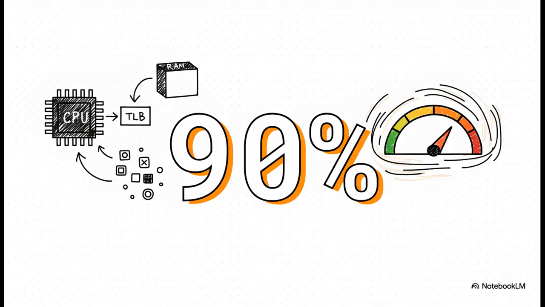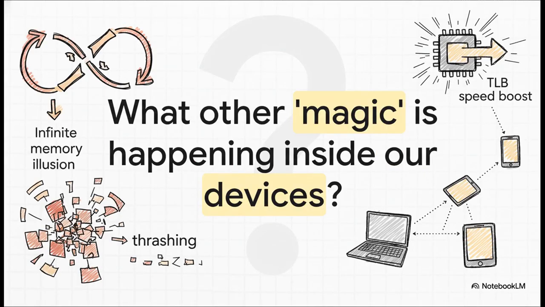And that is why our computers feel so fast, even with all this incredibly complex memory magic happening under the hood. So, when you think about it, from the grand illusion of infinite memory to the catastrophe of thrashing, and finally, the little bit of hardware genius that makes it all fast, it's an incredible story. It really makes you wonder, if this is the magic it takes just to manage memory, what other amazing, complex illusions are happening inside our devices that we just take for granted every single day?